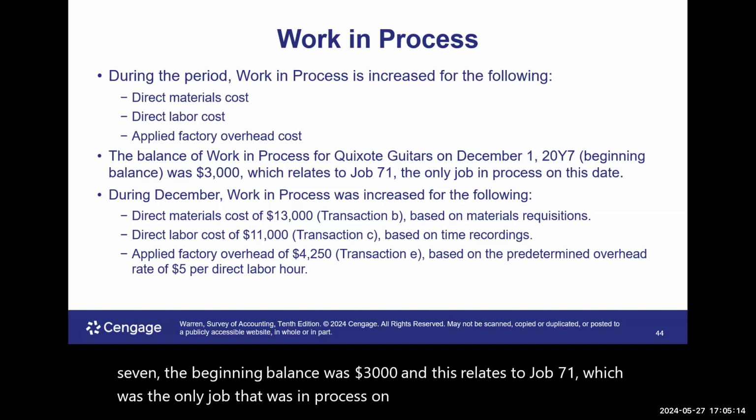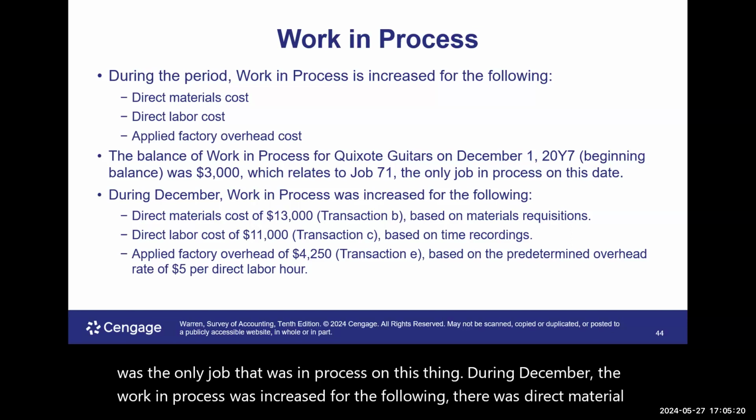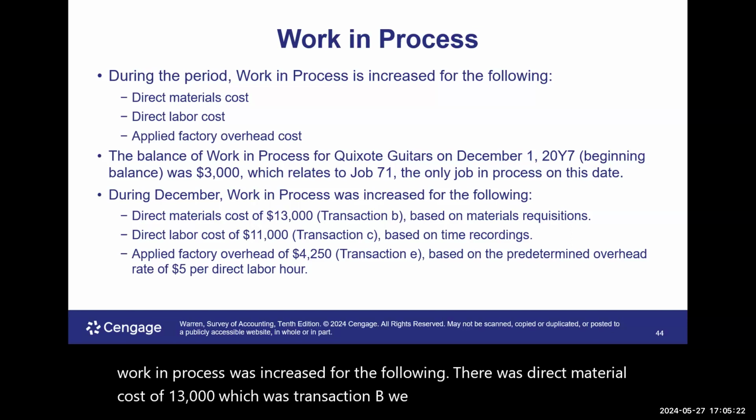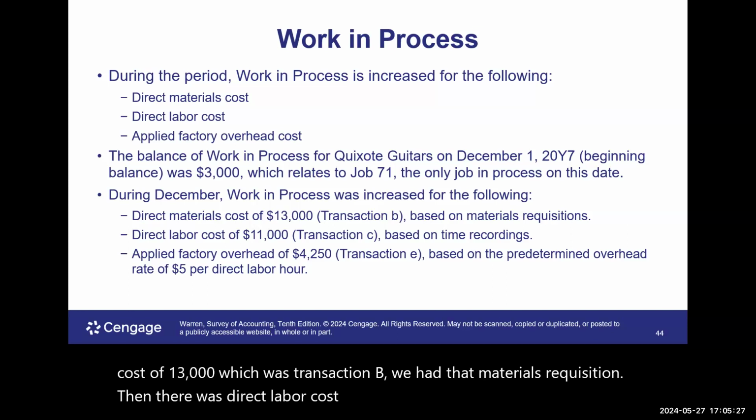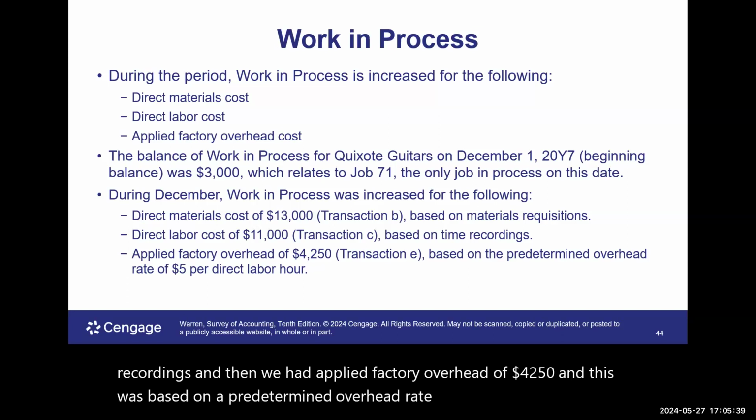During December, the work in process was increased for the following. There was direct material cost of $13,000, which was transaction B. We had that materials requisition. Then there was direct labor cost of $11,000. This was based on time recordings. And then we had applied factory overhead of $4,250. And this was based on a predetermined overhead rate of $5 per direct labor hour.